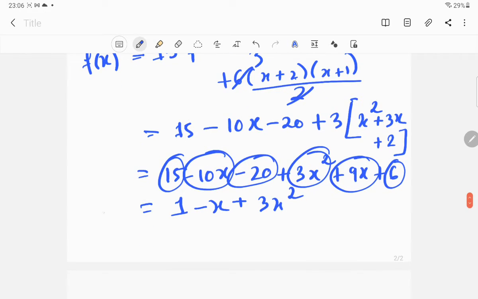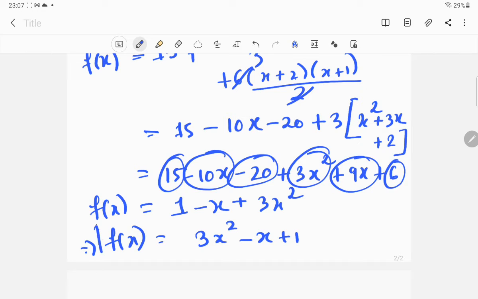Okay, so f(x), how does it look? Simplifying, so I will arrange it properly. So it looks like 3x square minus x plus 1.